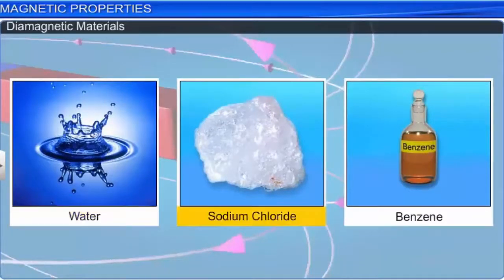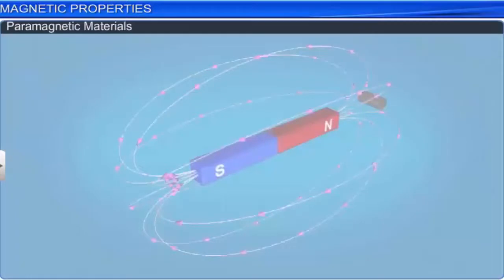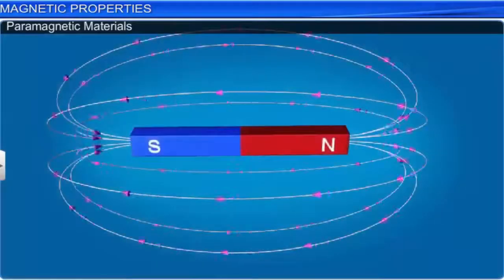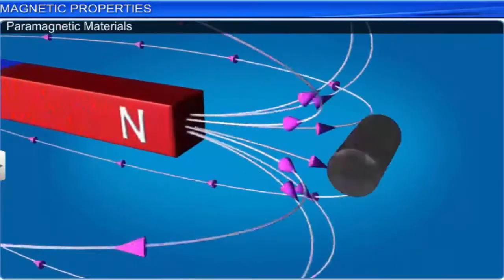Let's look at paramagnetic materials. Paramagnetic materials are materials that are weakly attracted by magnets. When a bar of paramagnetic material is placed in a non-uniform external magnetic field, it tends to move from a region of weak magnetic field to a region of stronger magnetic field.